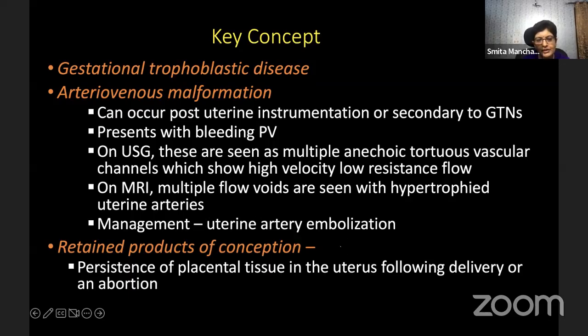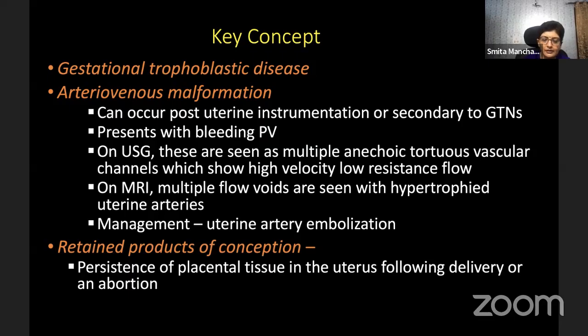In retained products of conception, the persistence of placental tissue is there in the uterus following delivery or an abortion, and this may also show intense vascularity. So now the terminology actually used is EMV, or the enhanced myometrial vascularity. In both the situations, uterine artery embolization will help, but it depends on whether the patient wants, because post-UAE, there are some infertility issues.